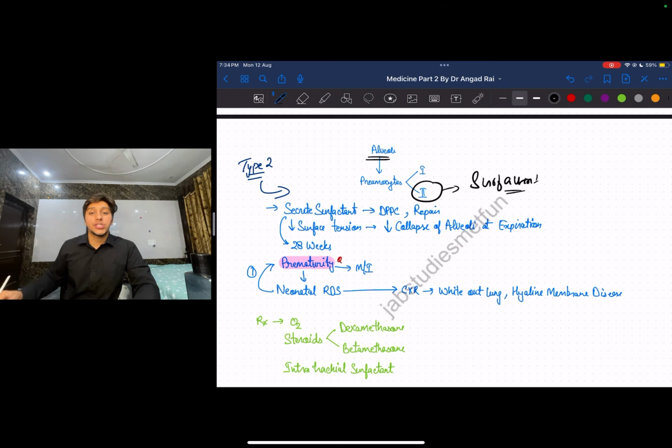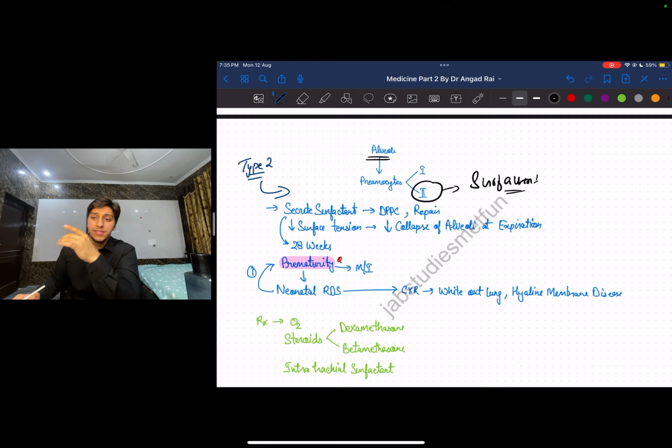Now, surfactant production is usually done after 32 weeks of gestation. That's why in case of prematurity, very commonly you will have surfactant deficiency, thereby you will have respiratory distress syndrome, which we already discussed in pediatrics. You'll have hyaline membrane disease, white out lung. What is the management, guys? The management is simple. You have to first give corticosteroids, which will be dexa or betamethasone. So you'll have 2 doses of 12 mg 24 hours apart. Dexamethasone, guys, will be 6 mg. This time dexa will be 4 doses, 6 mg 12 hours apart.